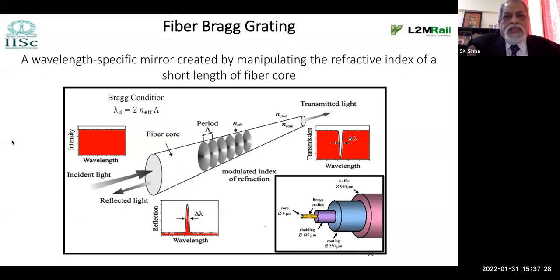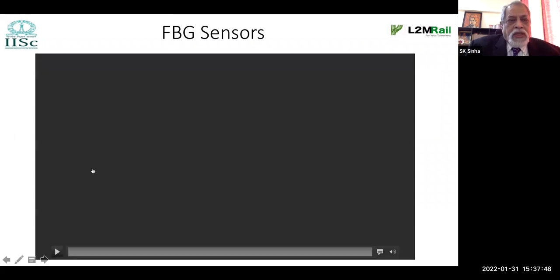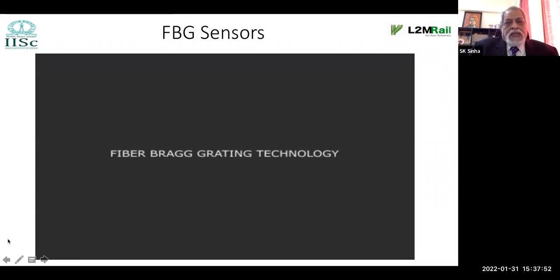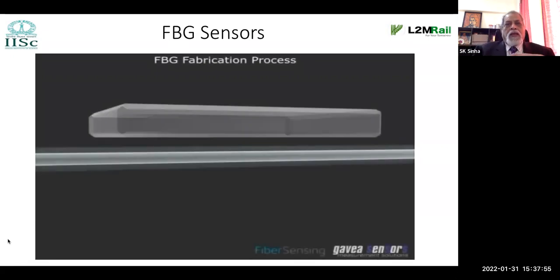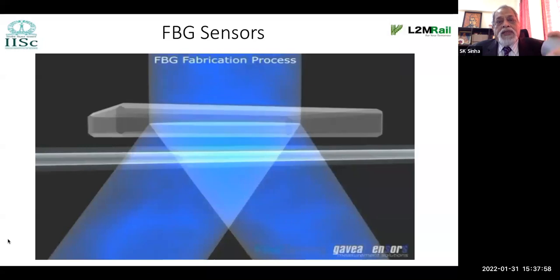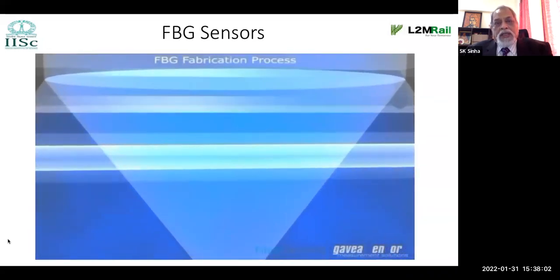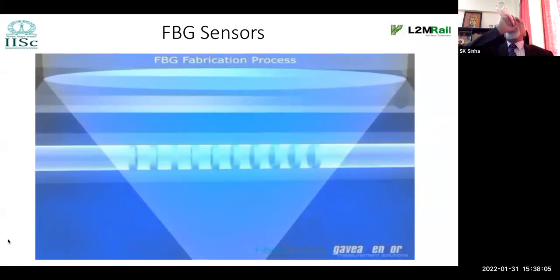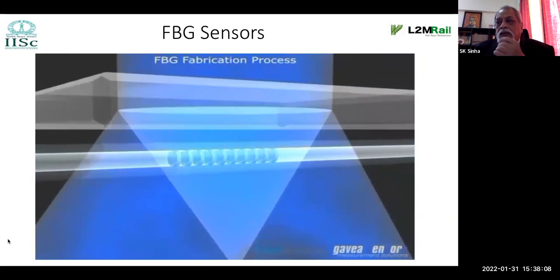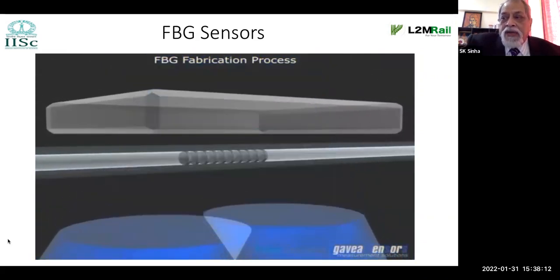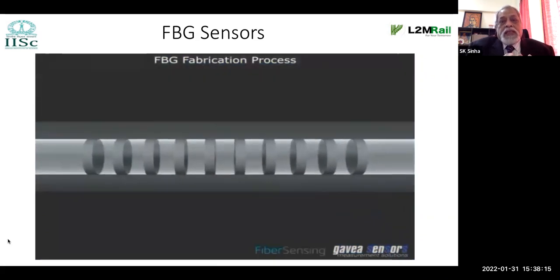So this FBG is essentially a selective mirror, created in the optical fiber, the same fiber which is used for the telecommunication network. So you create some kind of a grating, and that becomes a sensor. This short video shows how it becomes a sensor. So let this video explain itself to you. Intense ultraviolet light is put on a cooled fiber through a mask, which creates these gratings. And once these gratings are created, a very narrow bandwidth of light gets reflected.